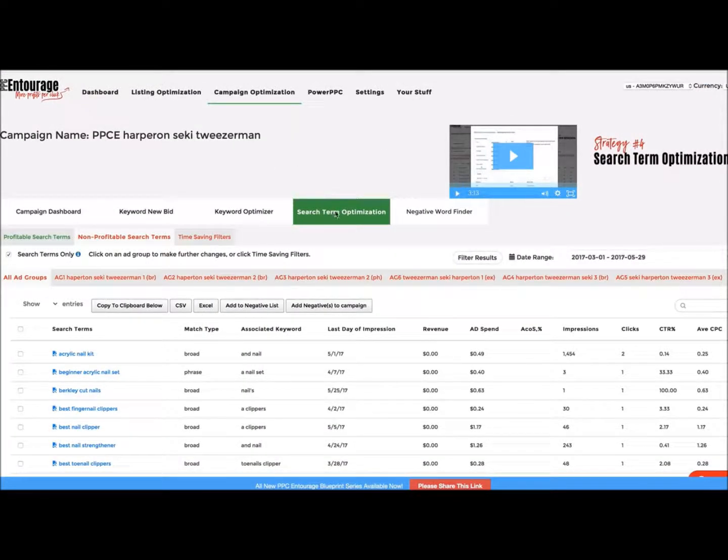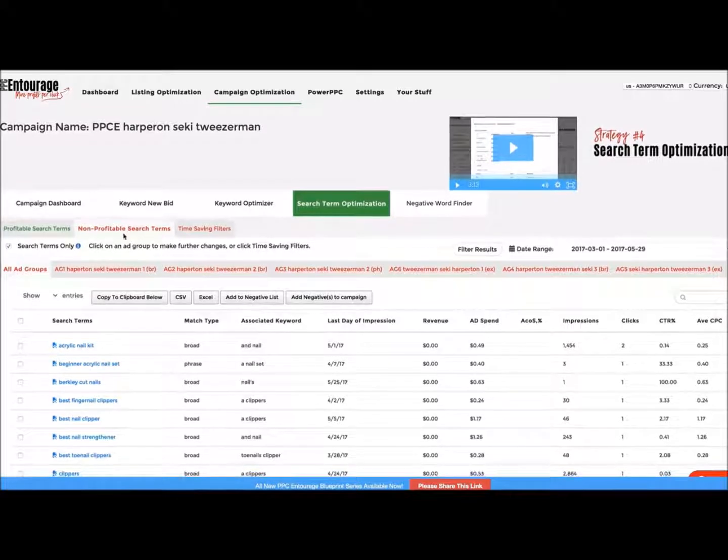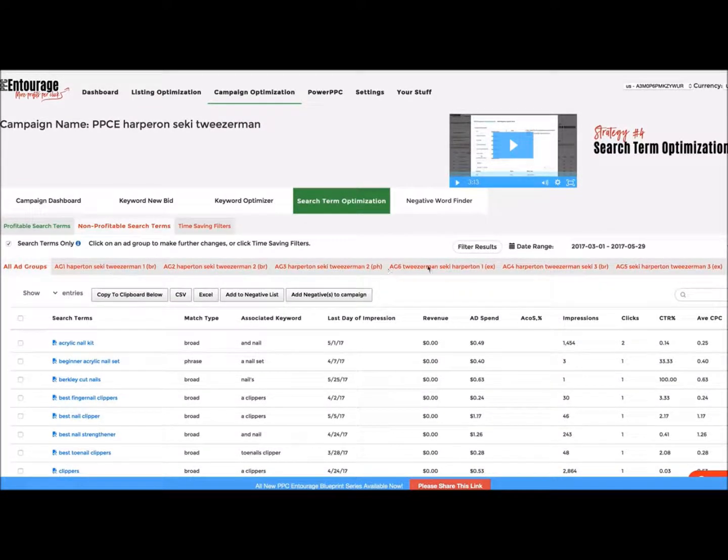Now, when you click on search term optimization, you're going to by default go to non-profitable search terms, and all of the different ad groups are going to show up right over here. Now, all of these search terms are listed based on your ACOS profit zone. So it's only going to be listed as a non-profitable search term if it's either above your ACOS profit zone, or if it's got a lot of clicks and ad spend and no sales. That's what will be listed over here. As always, we recommend going back as far as possible when doing your initial optimizations so you get the most amount of data possible.